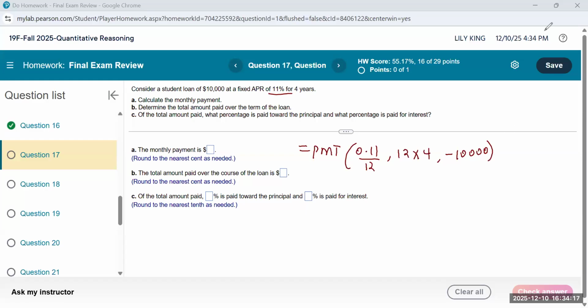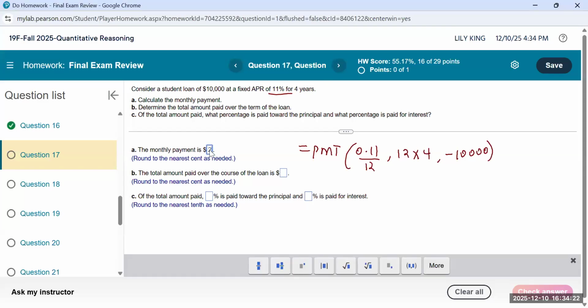So we have 258.46 if you put that into Excel. And the total payback: if you make this payment of 258.46 each month for 4 years, at the end of the 4 years, how much are you paying back? Which is 12,406.08.